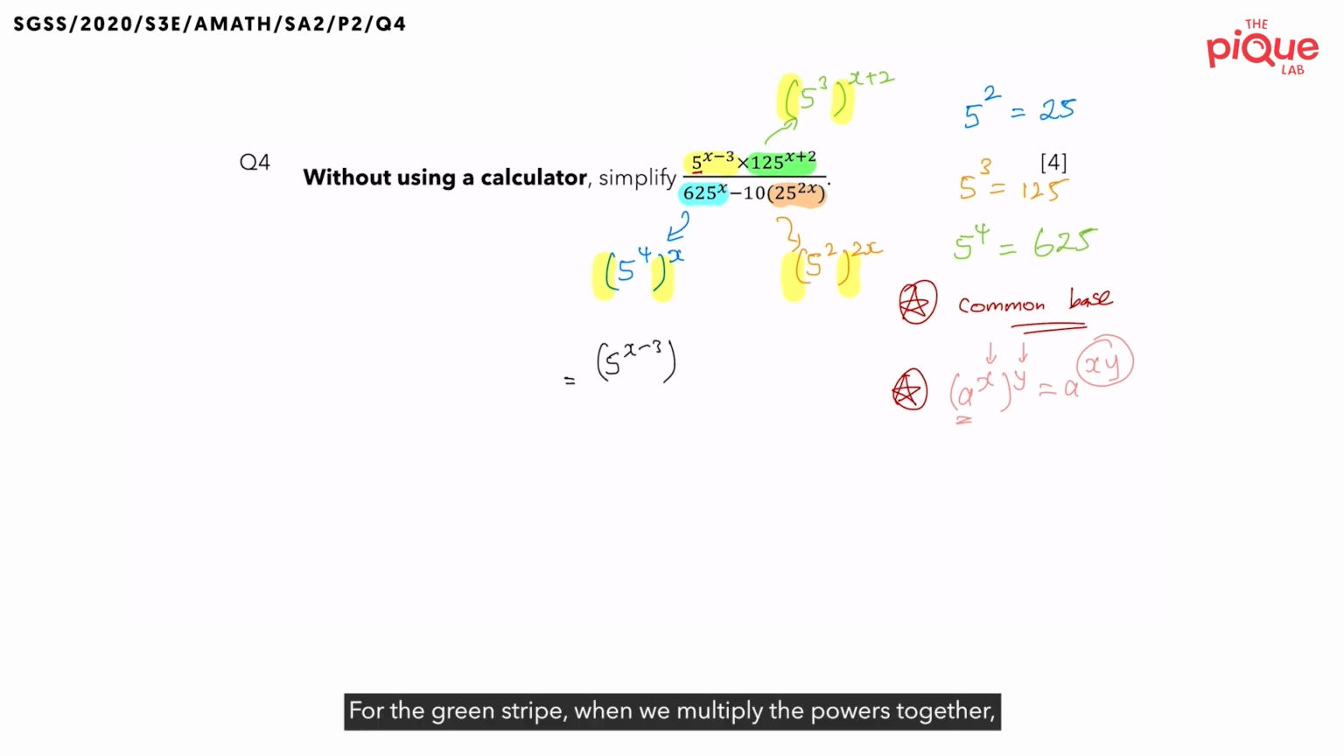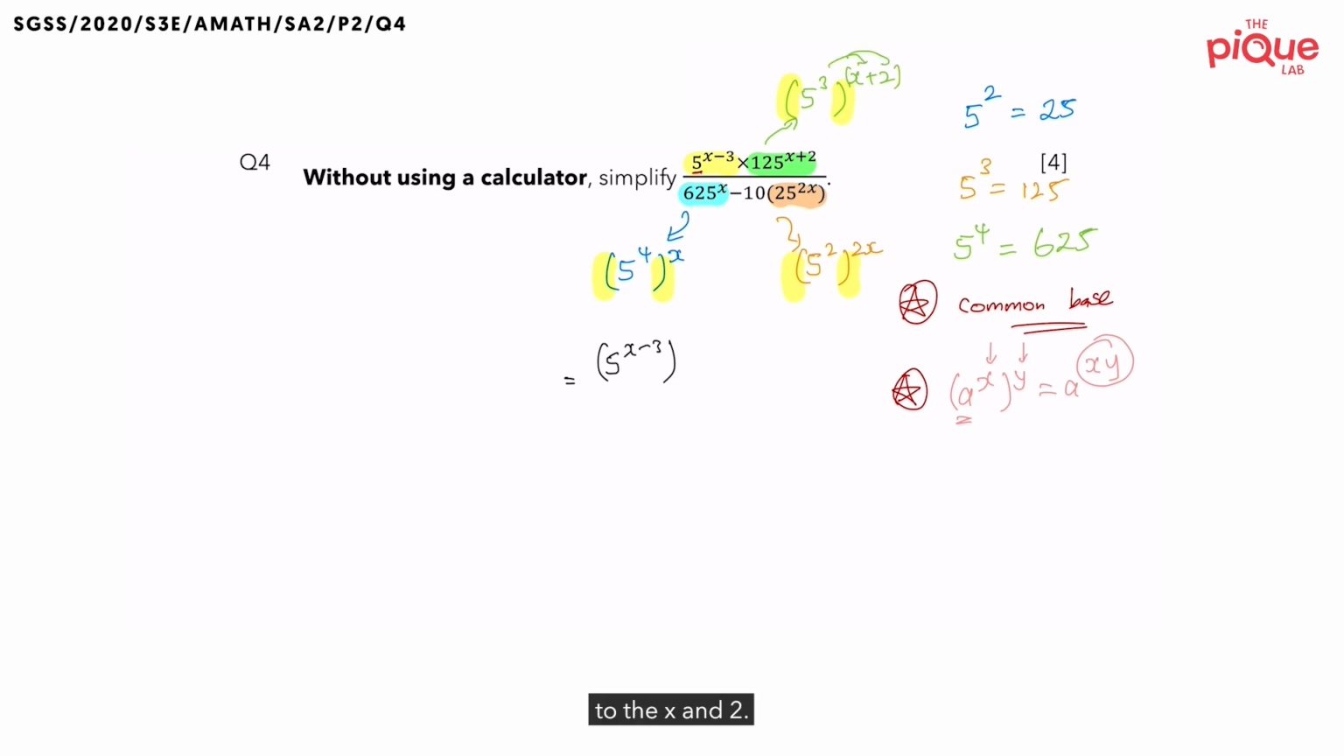For the green stripe, when we multiply the powers together, please be careful here as we have to distribute the 3 to the x and 2. So when we multiply 3 in, we will have obtained 5 raised to the power of 3x plus 6. Let us move into the denominator. For the blue stripe, we will get 5 to the power of 4x. What about the orange stripe? We will get 5 raised to the power of 4x.